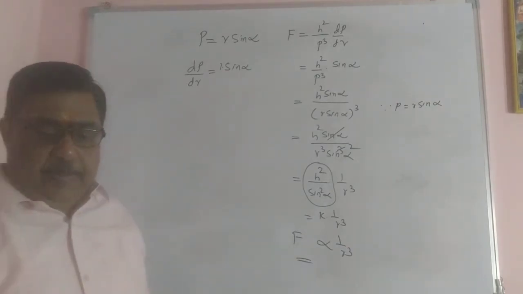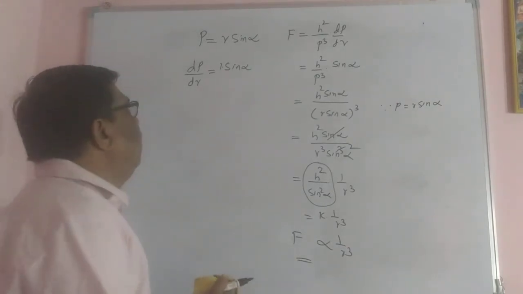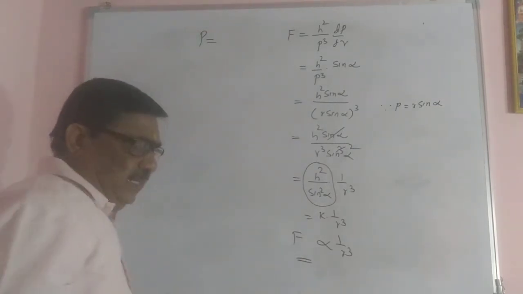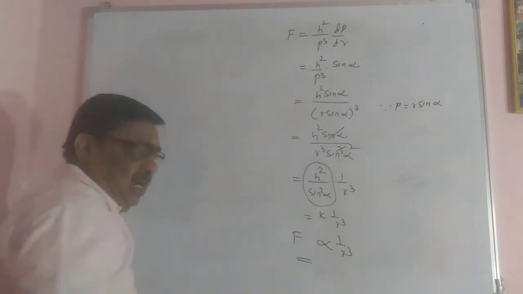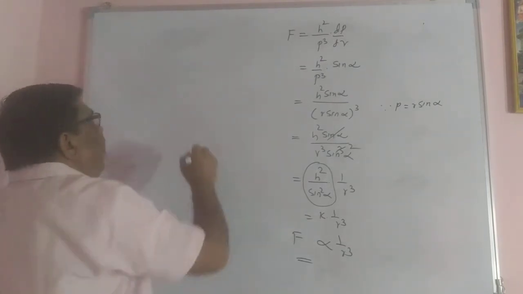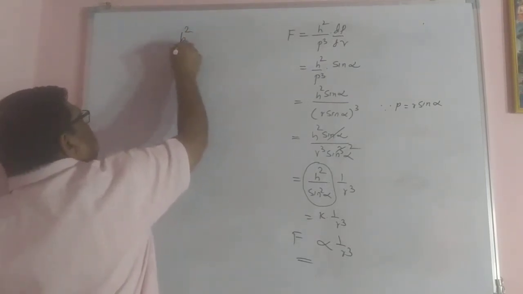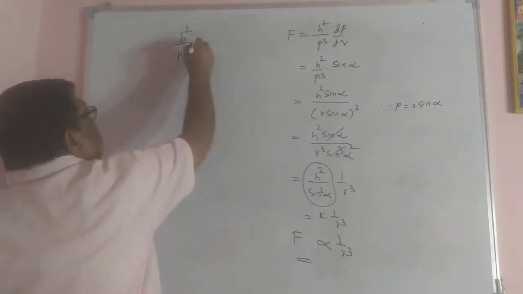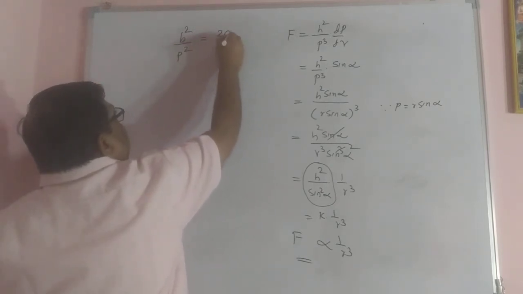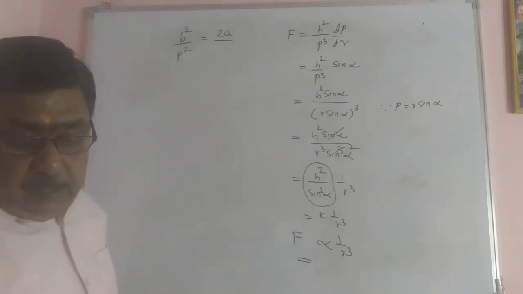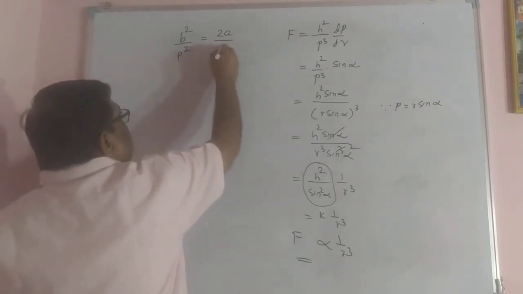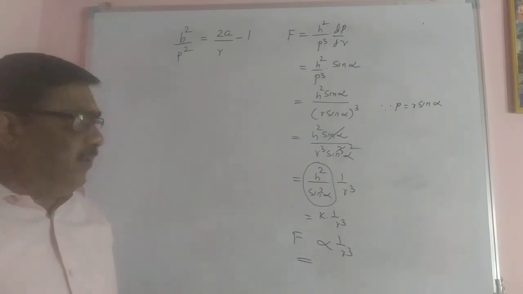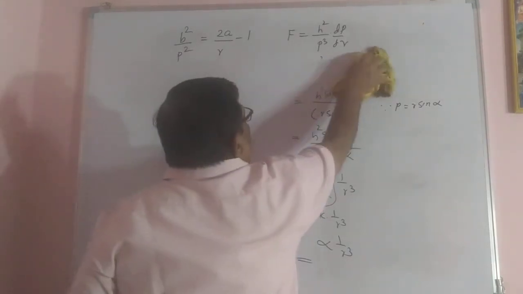Very simple example. And the last example, if central orbit is given by b square divided by p square is equal to 2a divided by r minus 1, which is an ellipse equation in the pedal form. It is an ellipse equation in pedal form. Find the law of force.